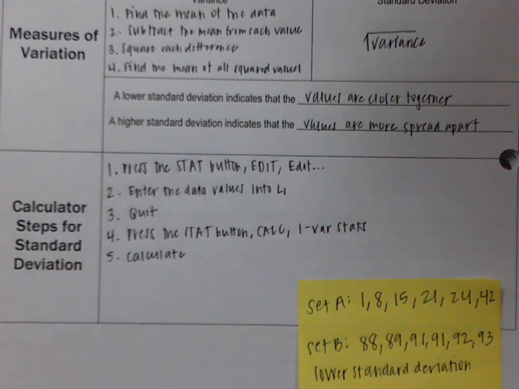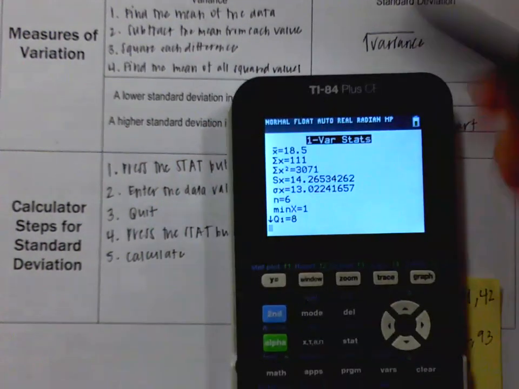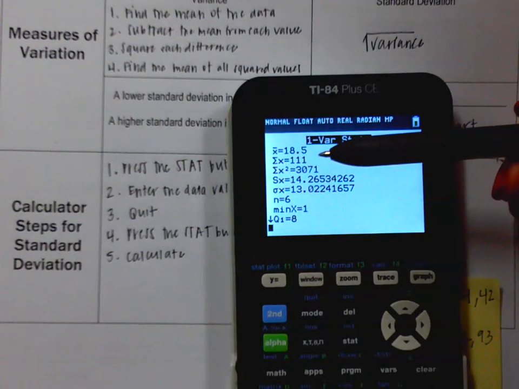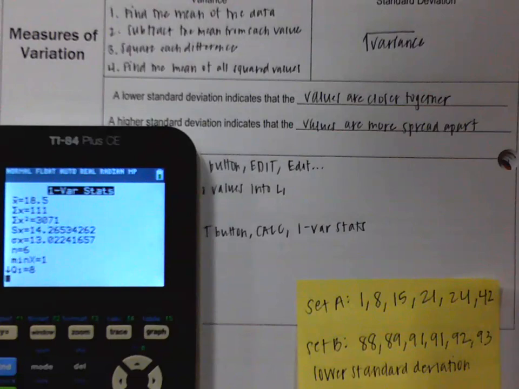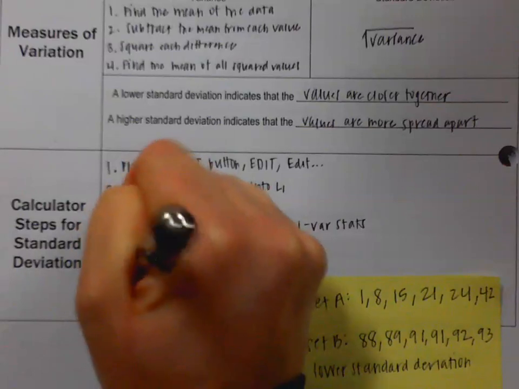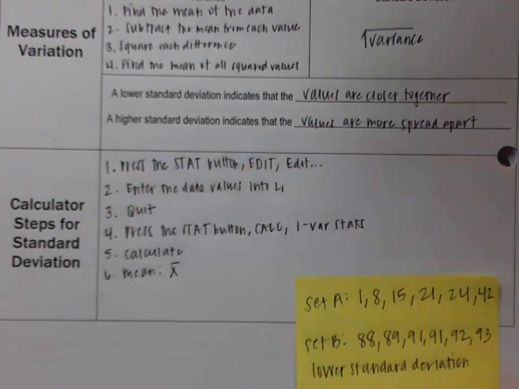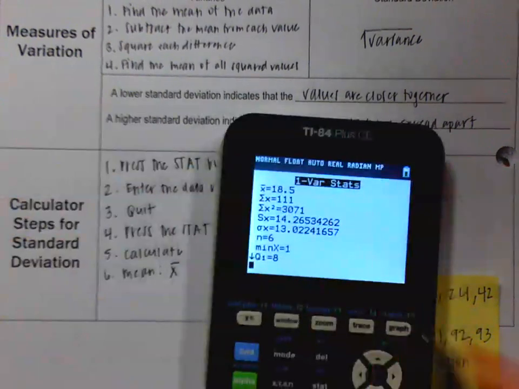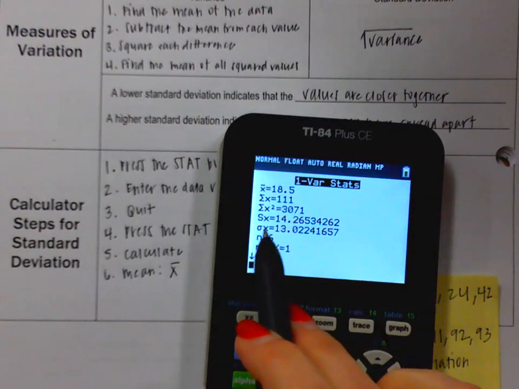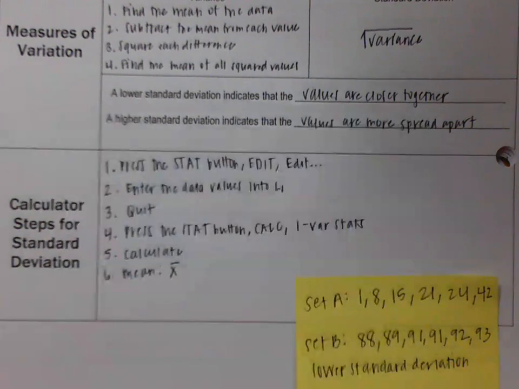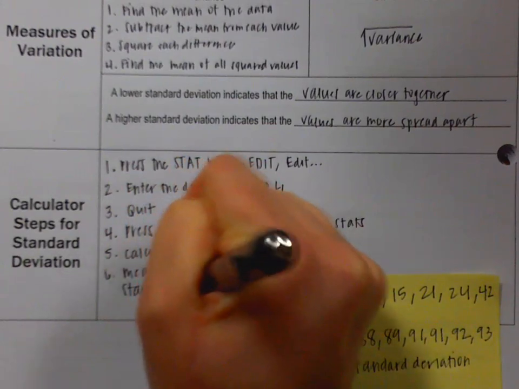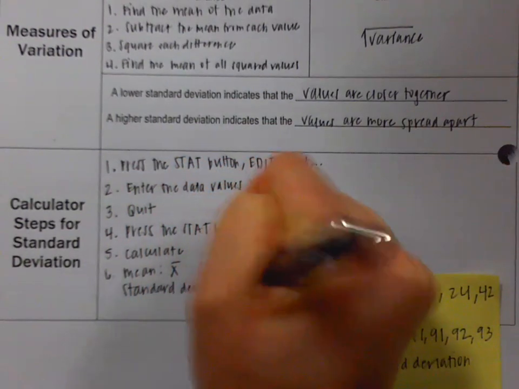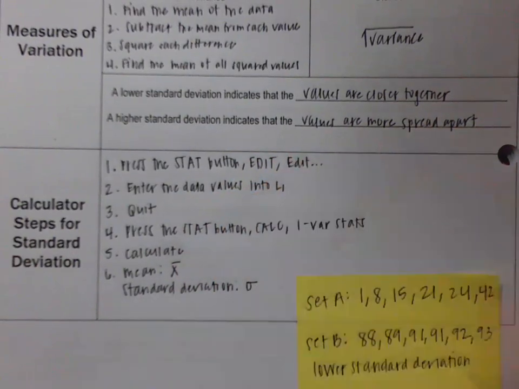Okay, so what do all of these things mean? My first one, the x bar, is giving me the mean of my data. If I had added my data up and divided by 6, I would have gotten 18.5. So that's going to be important for us. The mean is x bar. And then the standard deviation here is that circle with a little line over it, 13.02. Standard deviation is that circle with the line over it.